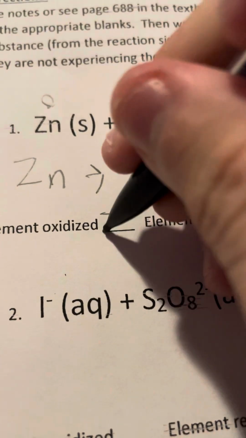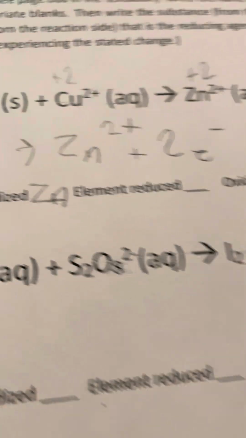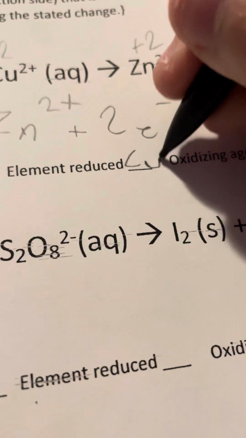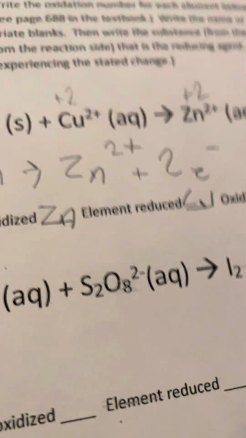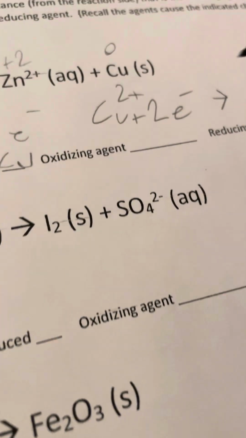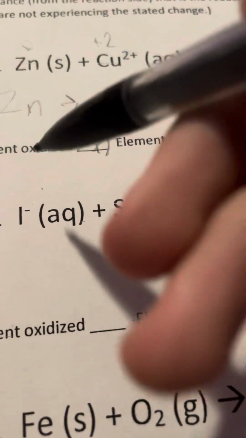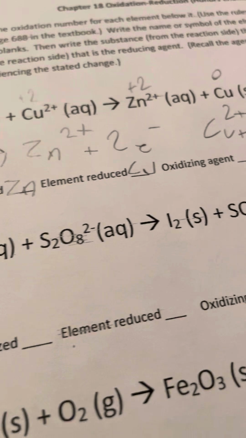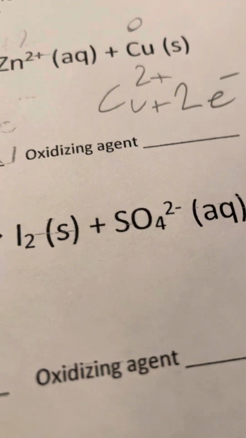So we'll just write in zinc, right? Zn. The element reduced is always going to be the other one. Whichever one you can identify better, go for that one. The other one's going to be the opposite. If you're better at telling reduction, that's your reduction, and then the other one's going to be oxidation. If you're better at telling oxidation, vice versa. There we go.